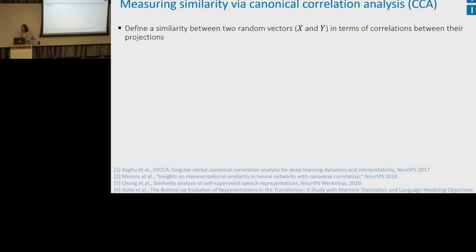It's a way of defining a similarity between a pair of random vectors. So let's say I have a pair of random vectors x and y. I'm going to define a similarity between them in terms of correlations between projections of those random vectors. It's been previously used to analyze other kinds of models, like text models, and to compare speech models to each other. And we're going to use it to measure similarity between the layers and some external variable.